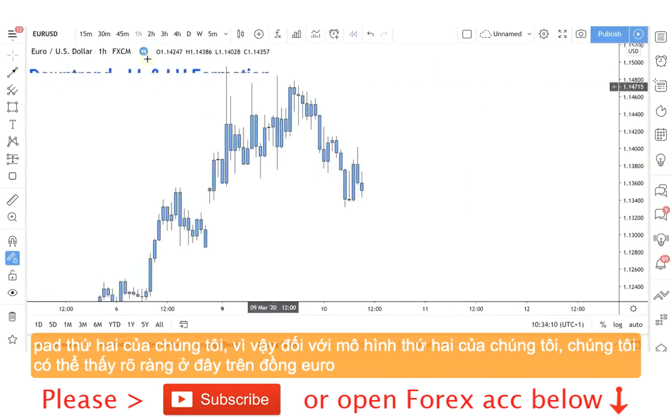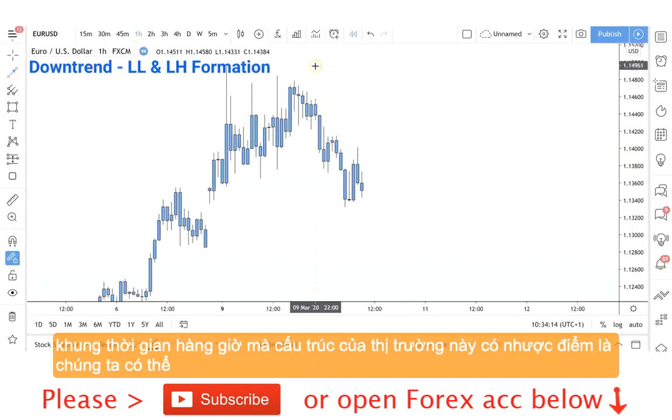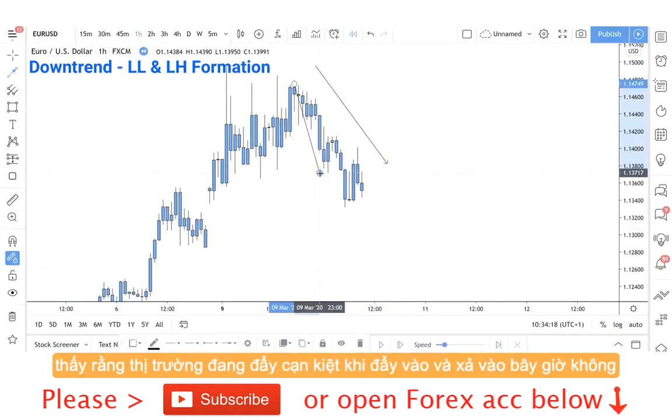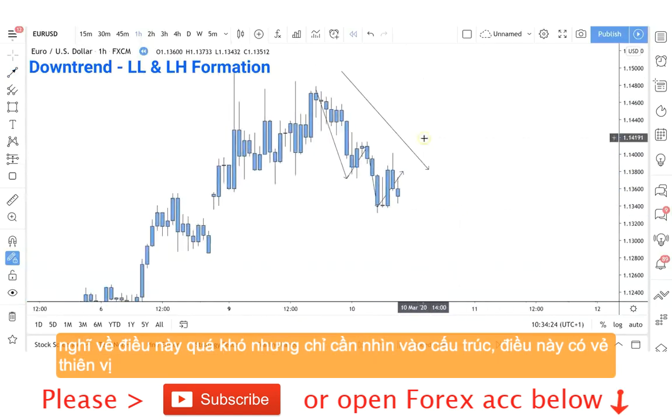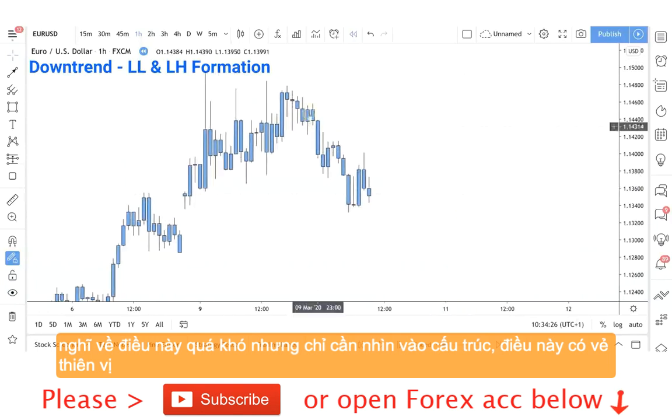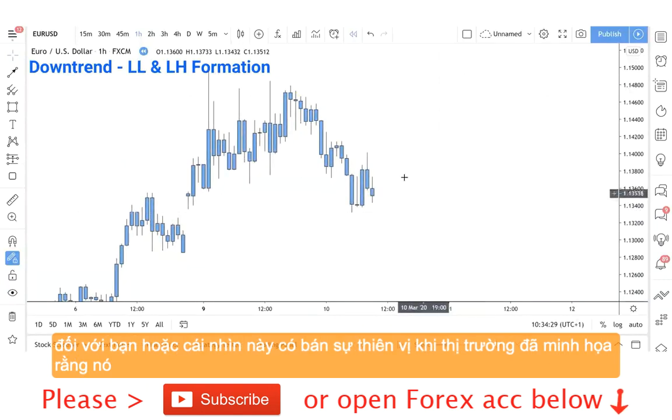So for our second pattern, we can clearly see here on Euro USD on the hourly time frame that the structure of this market is to the downside. We can see that the market is pushing, exhausting, pushing, and exhausting. Now don't think about this too hard, but just look at the structure. Does this look buy bias to you, or does this look sell bias?